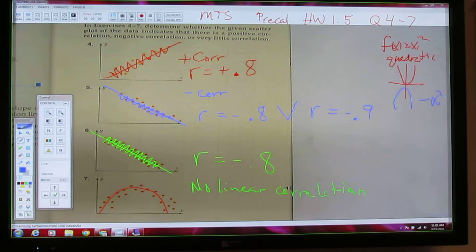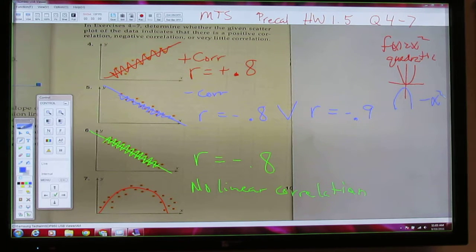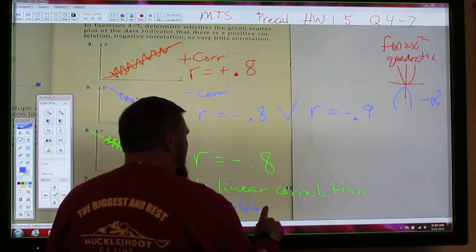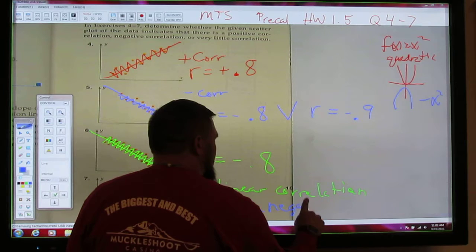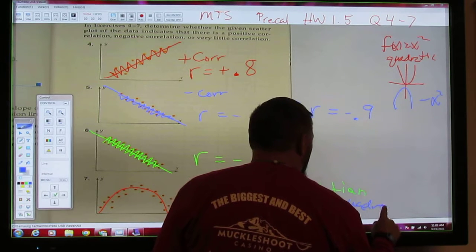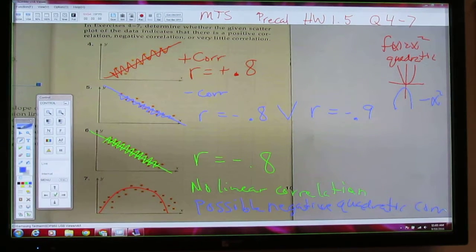But that's higher level thinking. They're not asking you to do that right now. I'm just kind of introducing that into your train of thought. There is a correlation, it's just not linear. It's a non-linear correlation. And in this case, we could probably find a quadratic correlation to it. Okay? So you could write possible negative quadratic correlation. Okay?